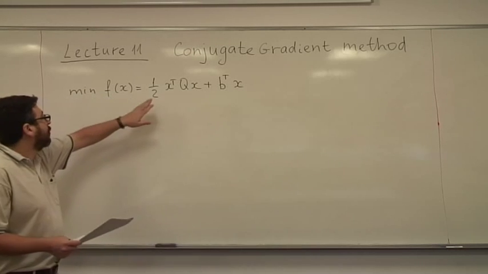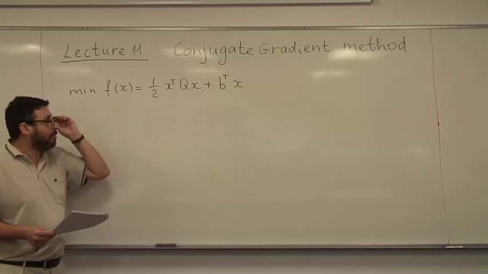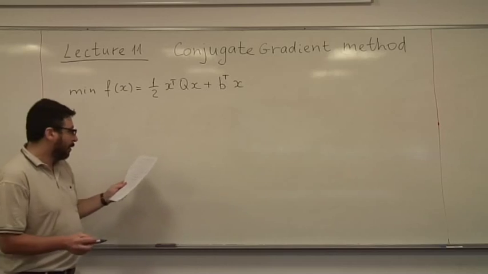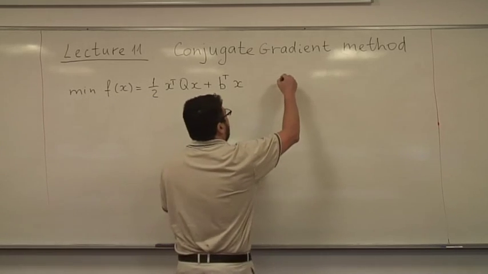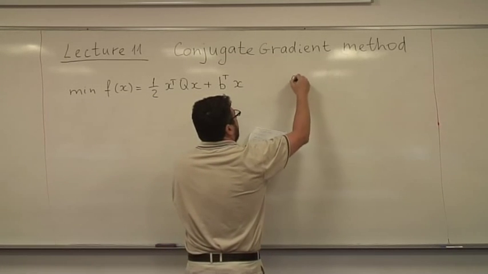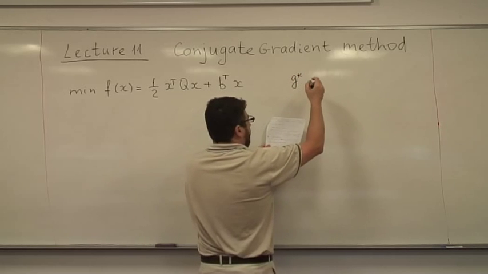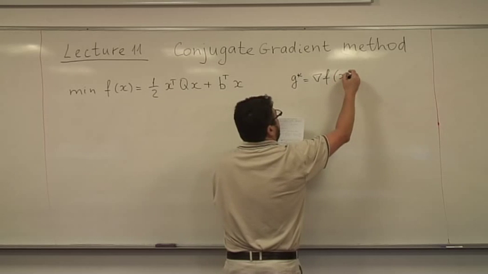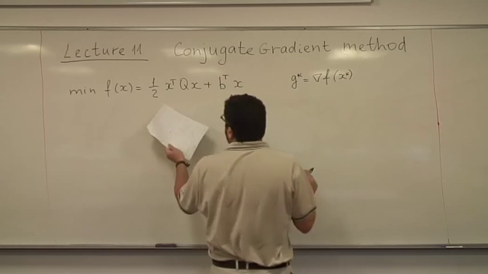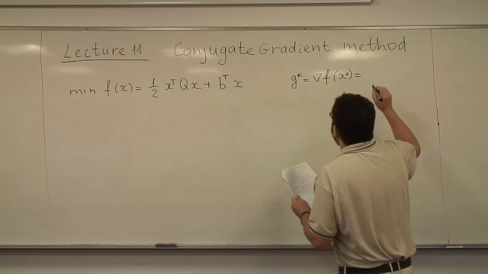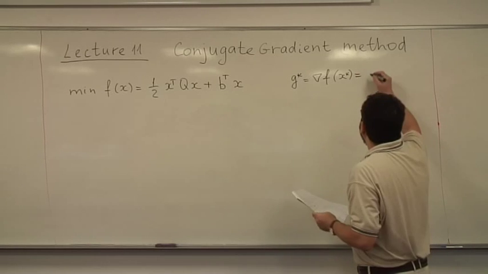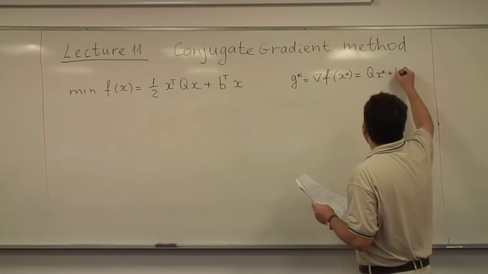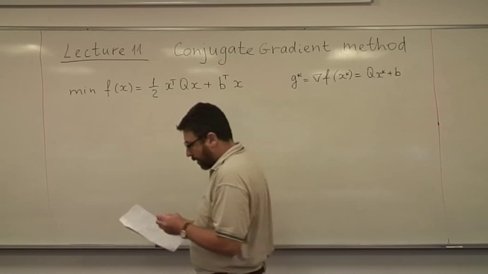So let's start. We have a quadratic function. We will denote its gradient gk. It's the gradient of f at some point xk. And we can even write it directly: it will be Q xk plus b.